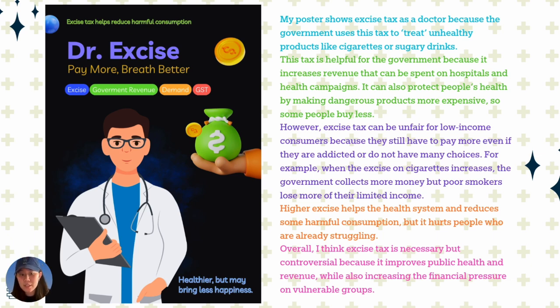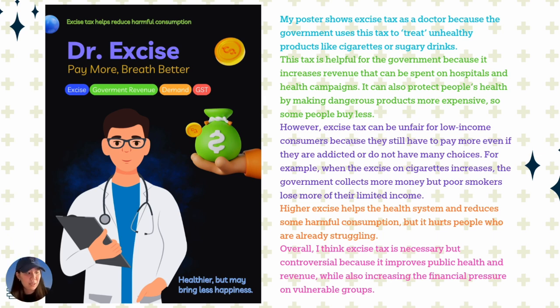The 2 sentences in purple show reason 2: the tax can be unfair for low-income consumers, with a clear example about poor smokers. The sentence that starts with "the higher excise helps, but" is the trade-off sentence. It shows the positive and the negative effects of the excise tax together, right? The last sentence is the conclusion. It gives an overall judgment, "necessary but controversial," and explains why.